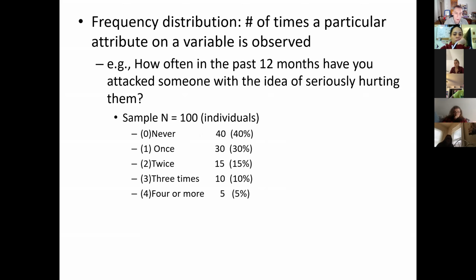So if you had a sample of 100 individuals, 40 of them, or 40%, would say, no, I've never done that. 30% said once, 15 said twice, 10% said 3 times, and 5 of them said 4 or more times. And so that is a frequency distribution. That's all it is. It's just showing you what percent of the sample said never, what percent said once, what percent said twice, what percent said 3 times, what percent said 4 or more times.